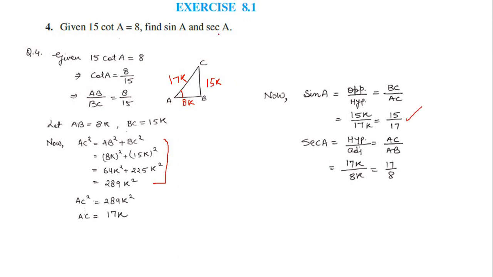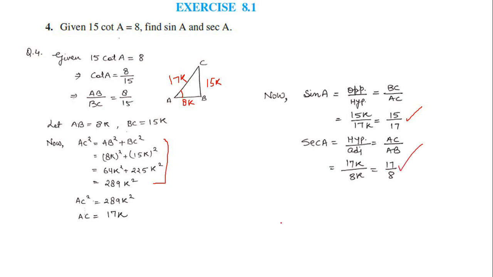Similarly, if you want to find sec A, that would be hypotenuse by adjacent, right? So hypotenuse is AC and adjacent is AB for angle A. So when we put the values, AC by AB will come 17K by 8K, which is nothing but 17 by 8.